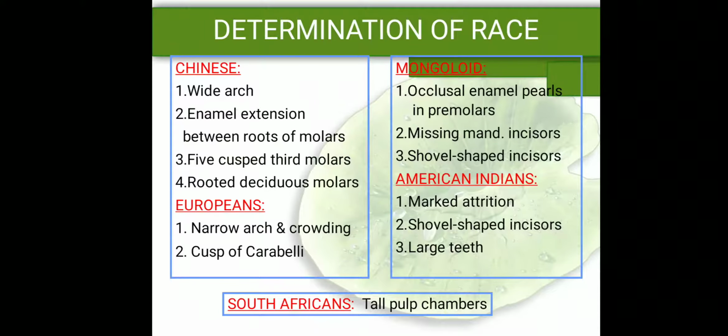If we have to determine the race, the Chinese will have a wider arch. They have enamel extensions between the roots of molars. They have 5 cusped third molars and they have rooted deciduous molars. In Europeans, they have a narrow arch and the cusp of Carabelli is very common in them. In Mongoloids, there are enamel pearls, missing mandibular incisors many times, and shovel-shaped incisors. In American Indians, marked abrasion is there, shovel-shaped incisors and large teeth. South Africans have the taller pulp chamber.